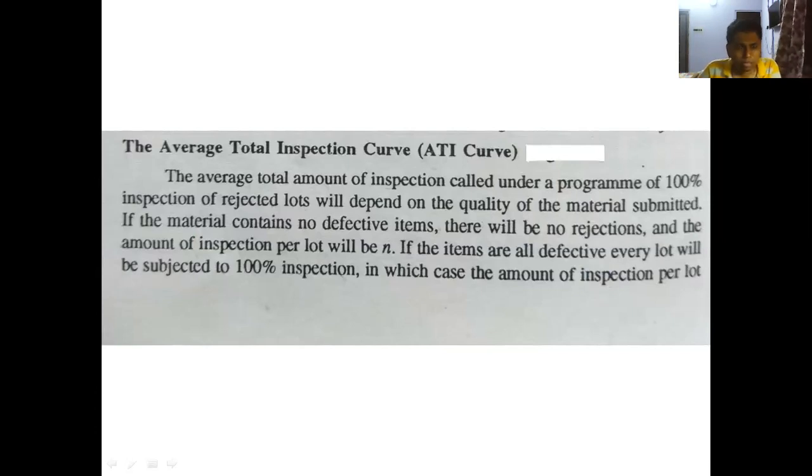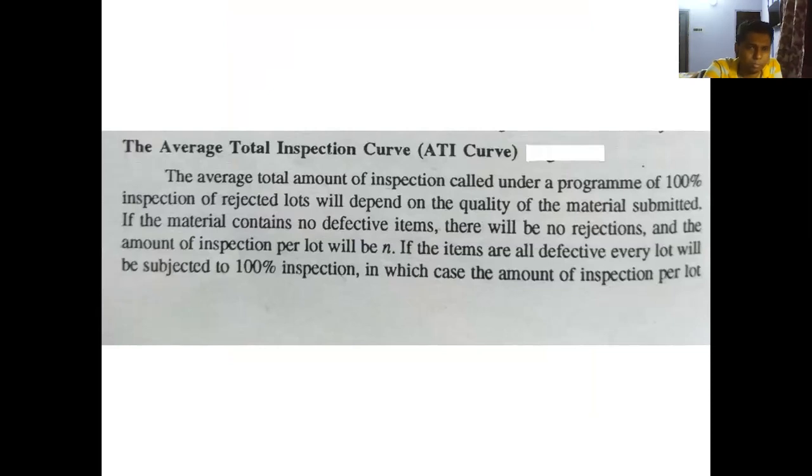Okay, what is that? The average total amount of inspection called under a program of 100% inspection of rejected lots will depend on the quality of the material submitted. If the material contains no defective items, there will be no rejections, and the amount of inspection per lot will be small n. If the items are all defective, every lot will be subjected to 100% inspection, in which case the amount of inspection per lot will be capital N, the size of the lot.